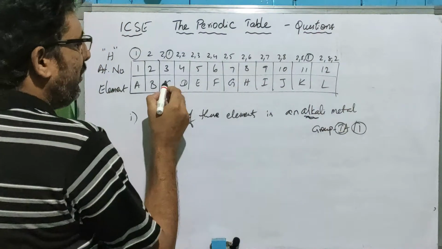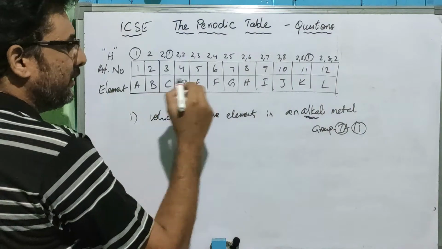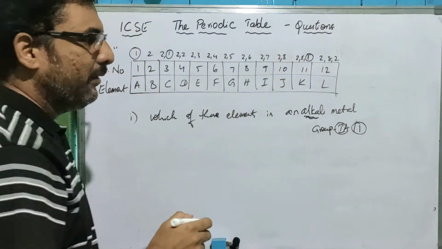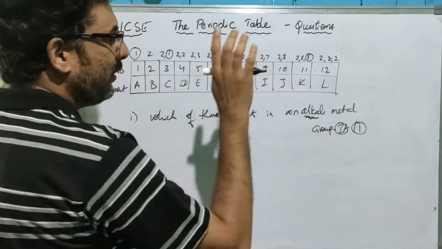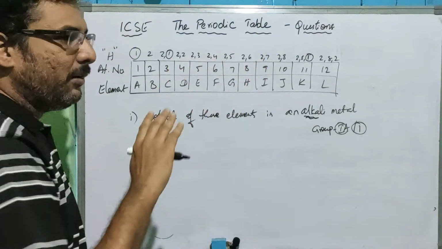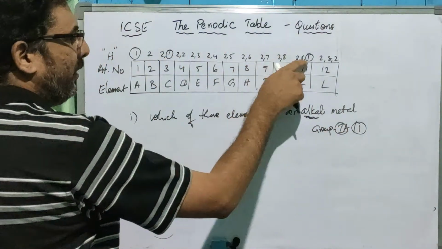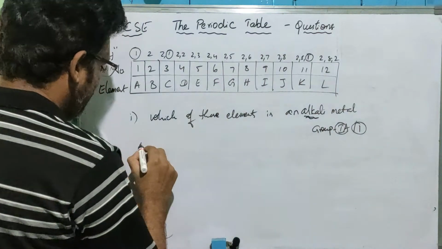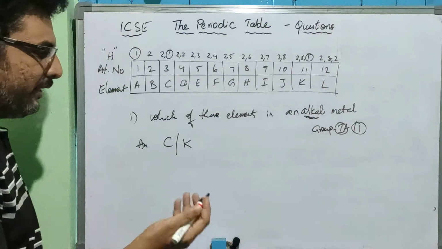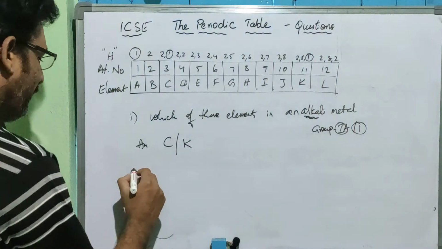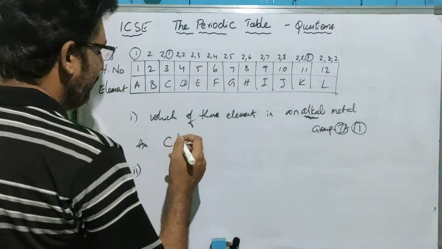So we have C and K. Atomic number 3 is lithium and atomic number 11 is sodium. Those two are metals, and they belong to group 1A because they have one valence electron. So the answer can be either C or K. You can write either C or K. And let's see the second one.